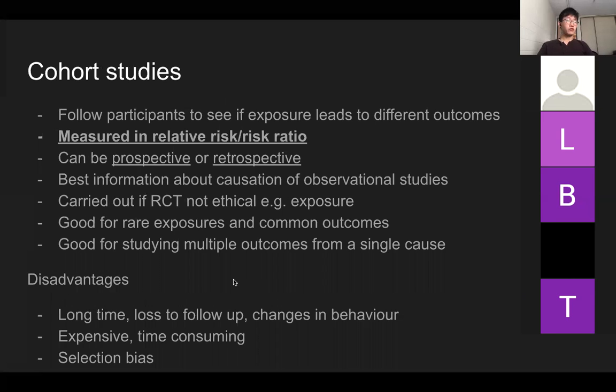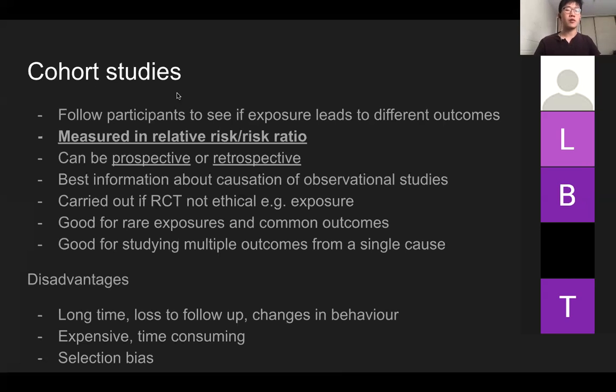Next up, you've got your cohort studies. These can be both prospective and retrospective. And this is measured in relative risk or your risk ratio. What you do here is you follow participants through time to see if exposure leads to different outcomes. So if it's prospective, you take a group of participants, you follow them through, say, 5 years, and you see if they've been exposed to something or if their past exposure has led to different outcomes.